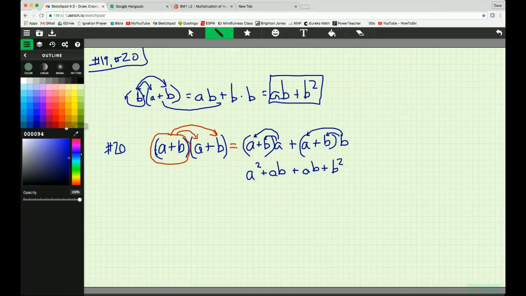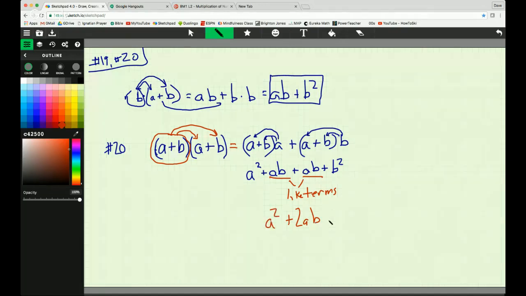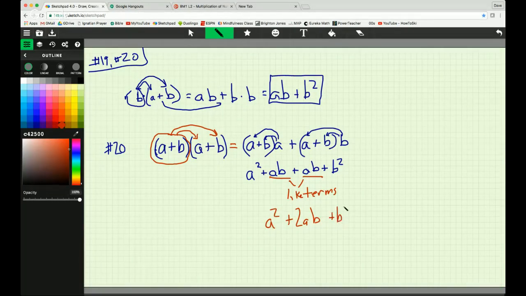And we're almost done. It feels like we should be done after doing two whole things, but we have to do a third thing because we have this and this, which are like terms. So if I have one ab and another ab, this is 2ab. So I have a squared plus 2ab plus b squared.